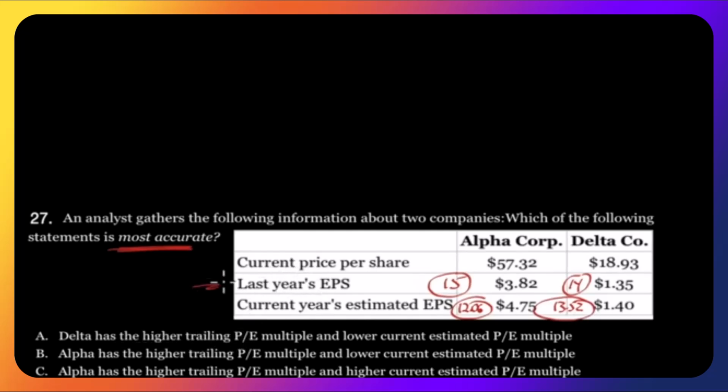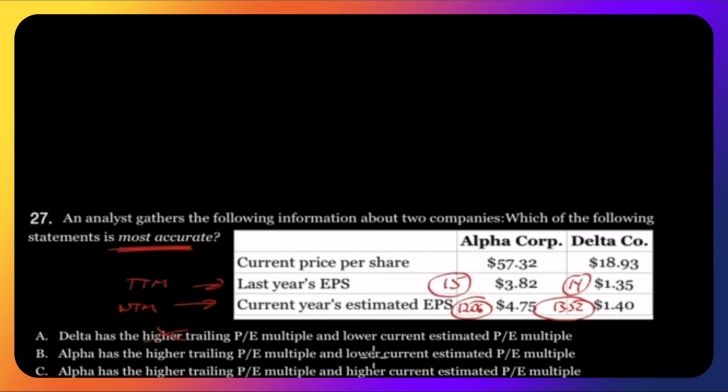Well, this is the trailing 12 months, and this is the forward 12 months, or the estimated. You can say the estimated, or let me write it a bit better. The next 12 months. How's that? Delta has the higher trailing PE. Let's find out. Delta has 14. Alpha has 15. Delta does not have the higher trailing PE. Gone. Alpha has the higher trailing PE.